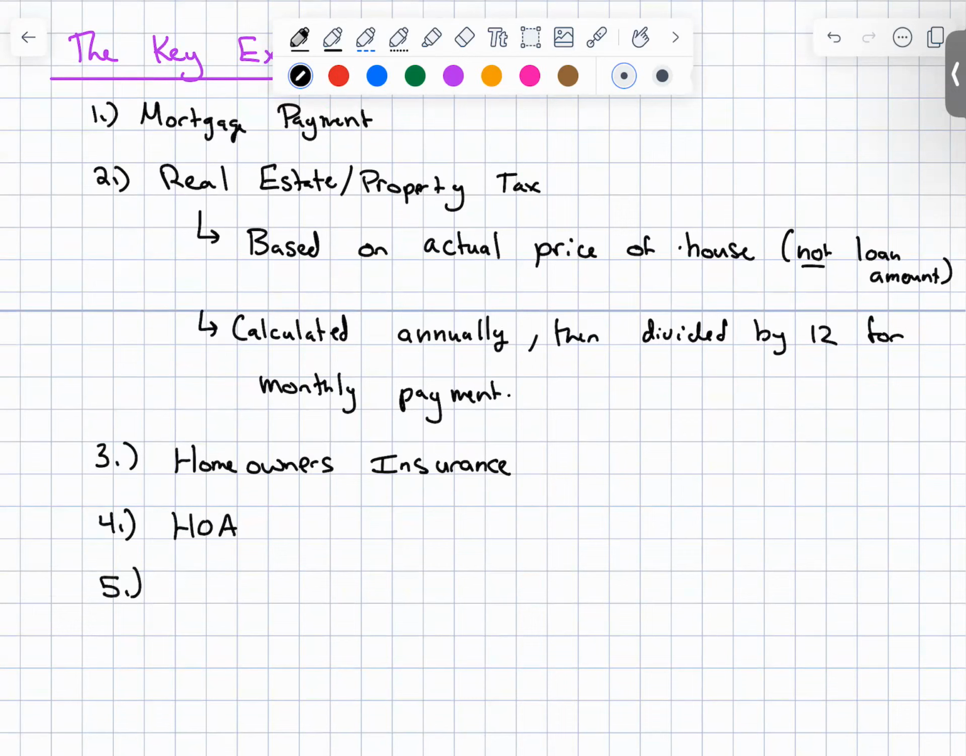And the last one is private mortgage insurance, or PMI. So those are the things that we will keep into account. And we'll see an example of this next time on Thursday.